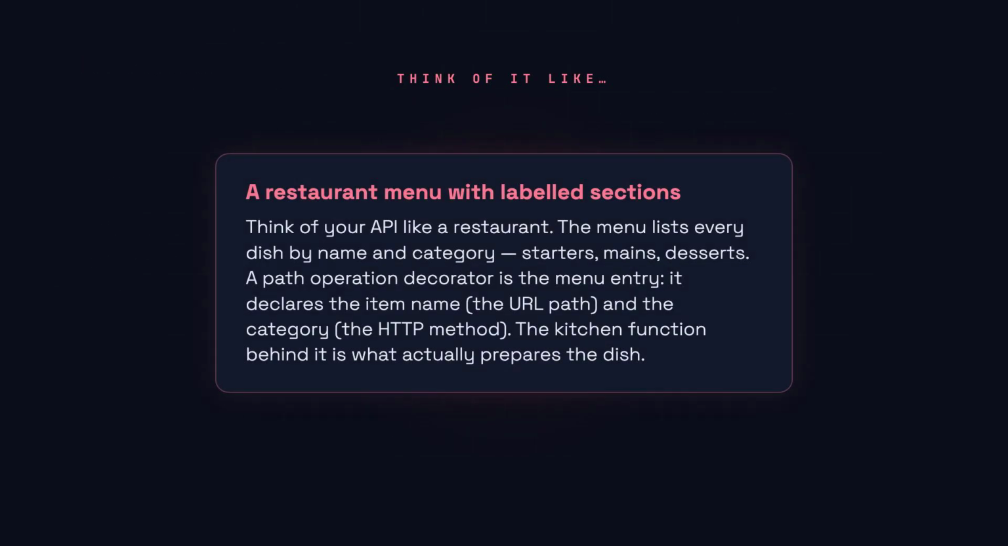Here is a useful way to picture it. Imagine a restaurant menu. Each entry has two pieces of information, the name of the dish, and the section it belongs to: starter, main or dessert. The path in your decorator is the dish name, and the HTTP method is the section. When a customer orders, the waiter matches both pieces to find the right kitchen function. FastAPI does exactly that matching for every incoming HTTP request.